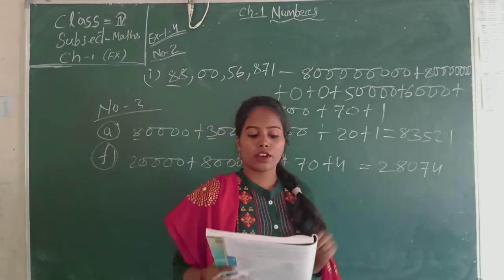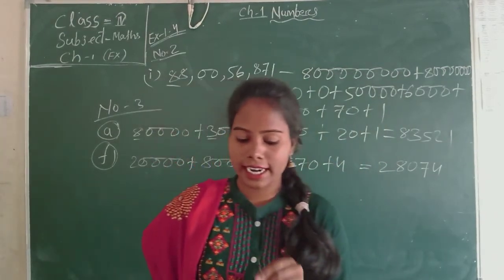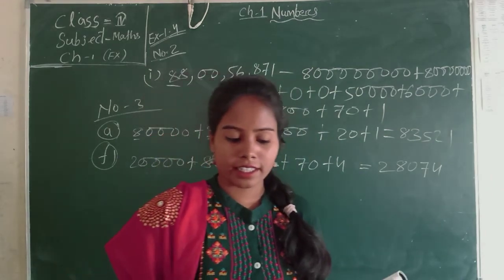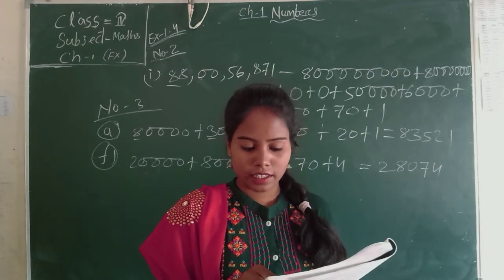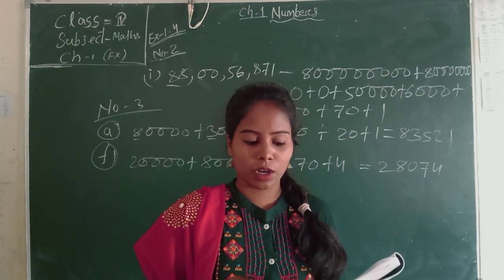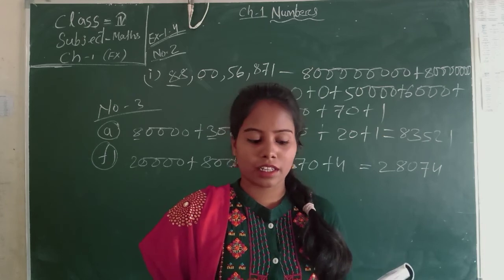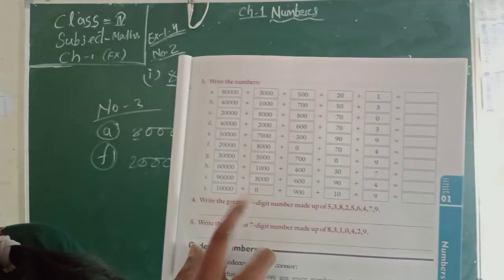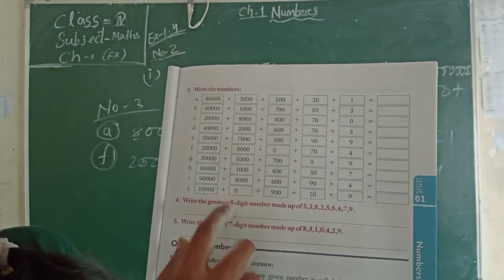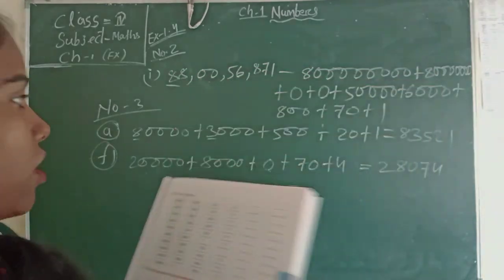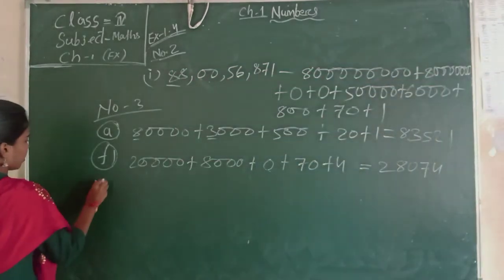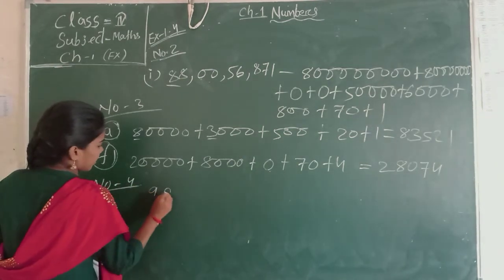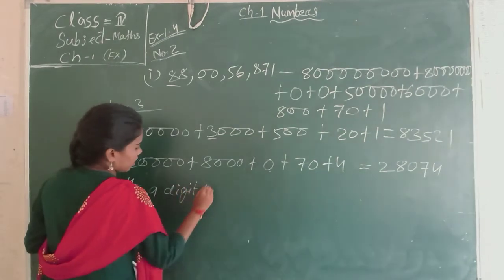Okay. Next come to number 4. Write the greatest 8-digit number made up of these digits. Here some digits are given. There are 9 digits given, but you have to make an 8-digit number. So the question is, now you have to make the 9-digit number. Cross it, and for this you have to write a 9-digit number. So for number 4 you have to write a 9-digit number.